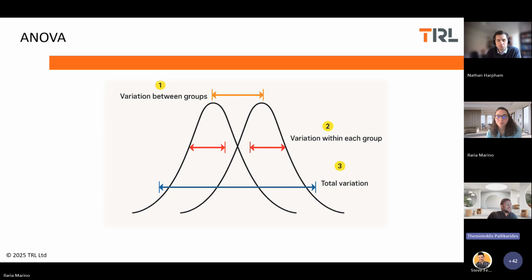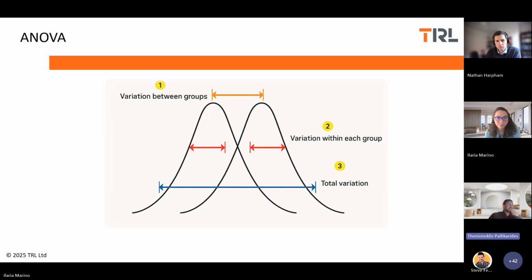Then it also checks the variation within each group, which is the red lines. This represents the spread of data points inside each group. A high within group variation means that the data points are widely scattered, making it harder to detect differences between groups. Then the total variation, which we'll see in the blue line, is the overall spread of the data points across all groups. ANOVA partitions this total variation into 2 components, the same 2 components as above, the between group variation and the within group variation.